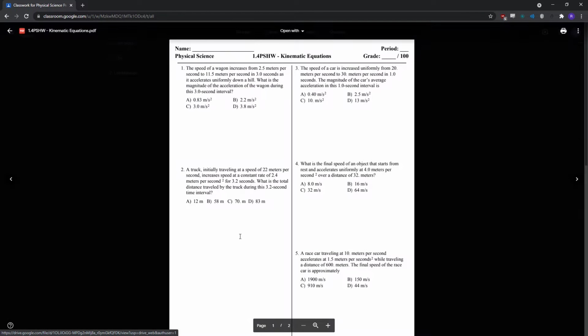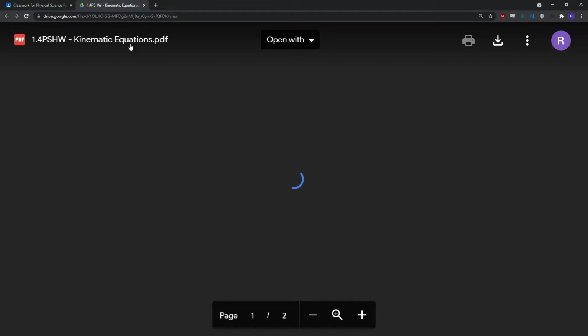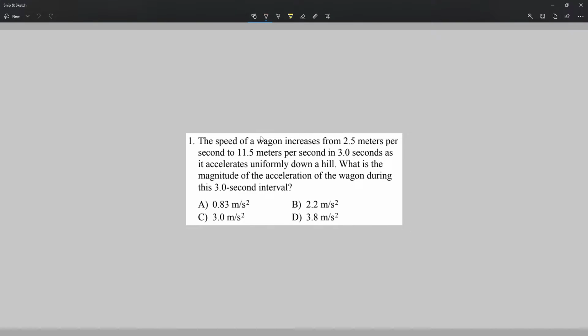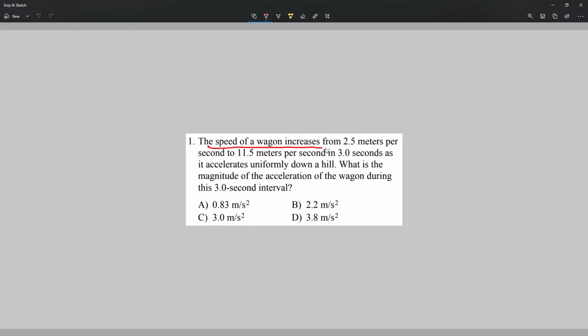So we're going to do the first question. The speed of a wagon increases from 2.5 meters per second to 11.5 meters per second. I'm going to underline this. So the first thing you need to do here is figure out what your information is.